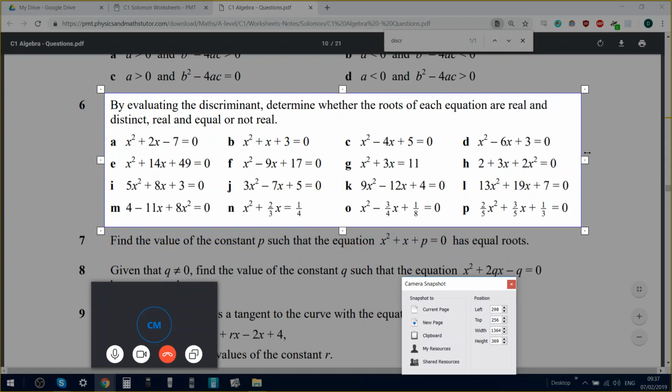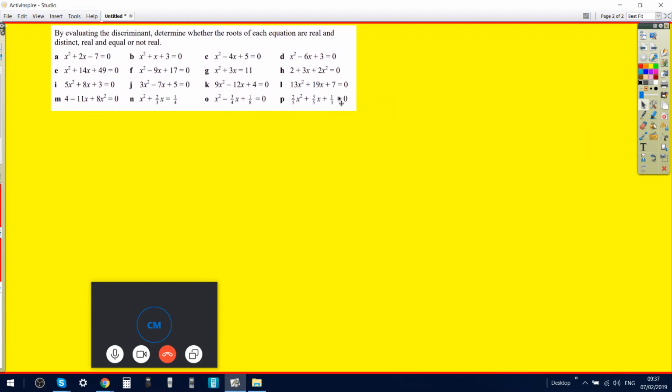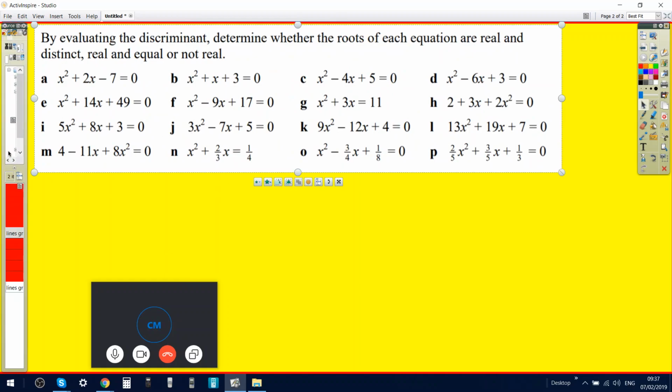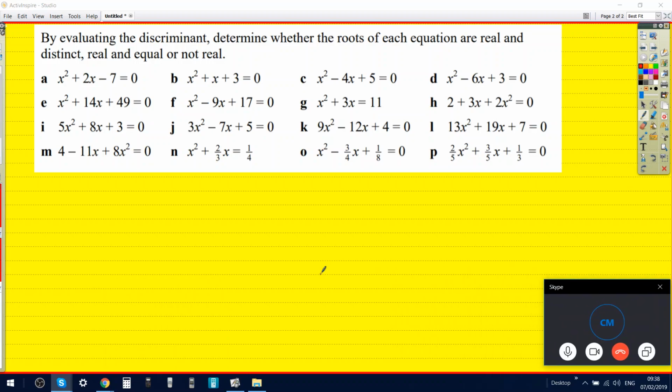So how would you do part A? Do you have to use the b squared minus 4ac? Yeah. So write down actually, 2 squared minus 4 times 1 times -7, which is -28. You can always just put it all into your calculator in one go. So writing it down is the method mark, and then the answer you get in your calculator is the actual mark. What calculator do you have?